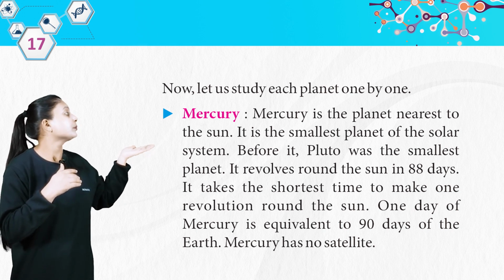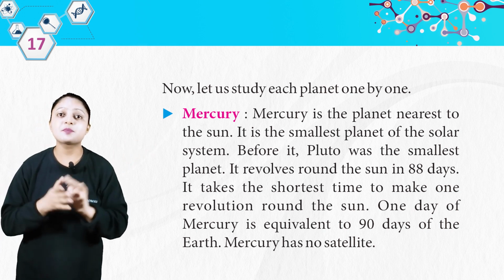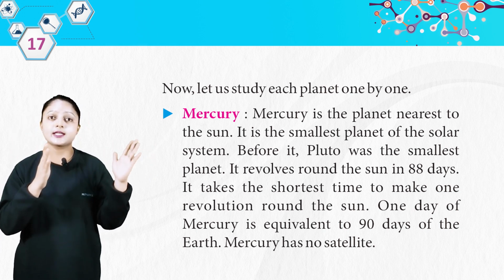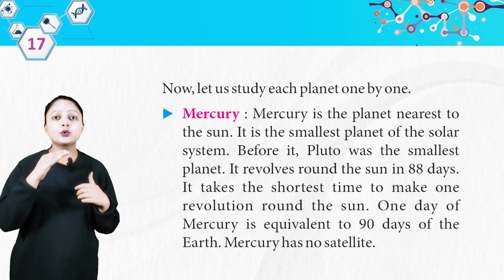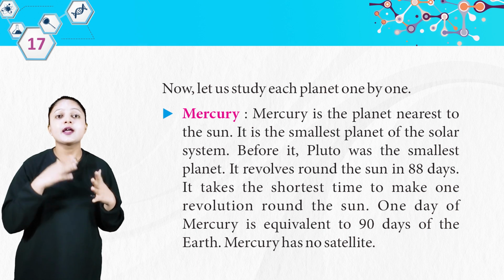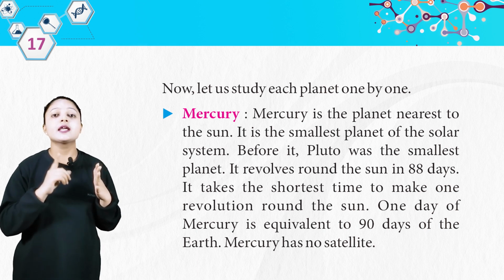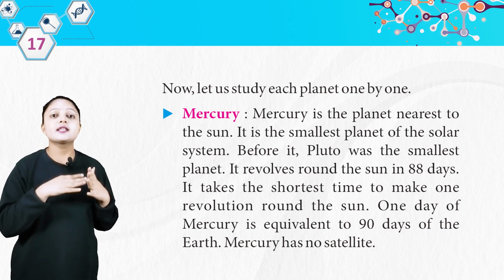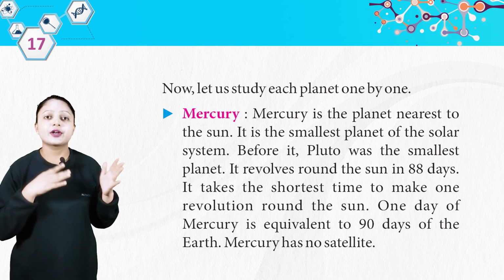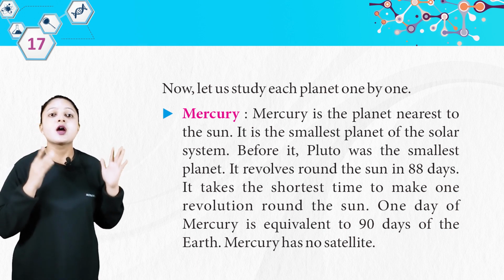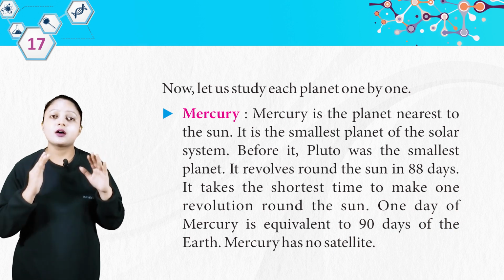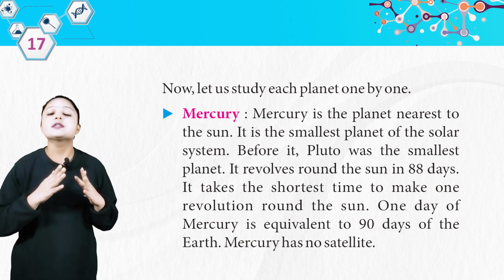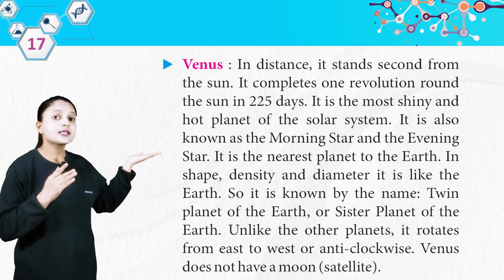First start with Mercury. Mercury is the planet nearest to the Sun. It is the smallest planet of the solar system. Before it, Pluto was the smallest planet. It revolves round the Sun in 88 days. It takes the shortest time to make one revolution round the Sun. 1 day of Mercury is equivalent to 90 days of the Earth. Mercury has no satellite.